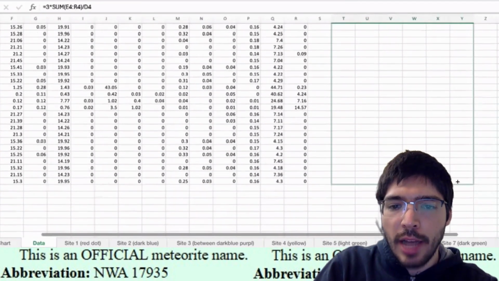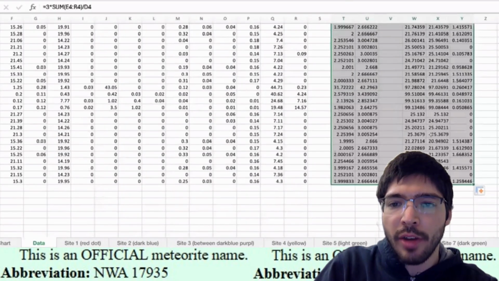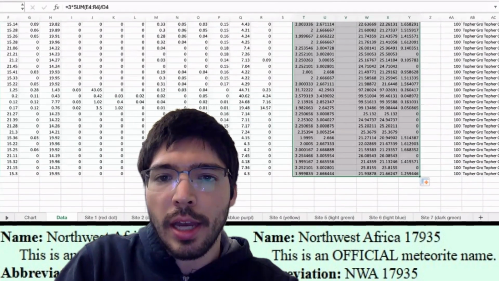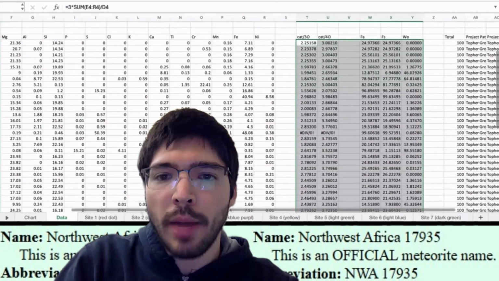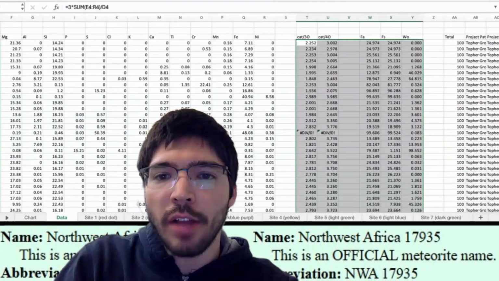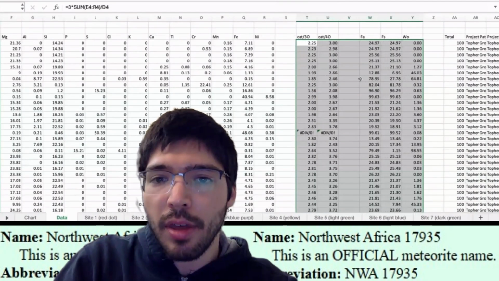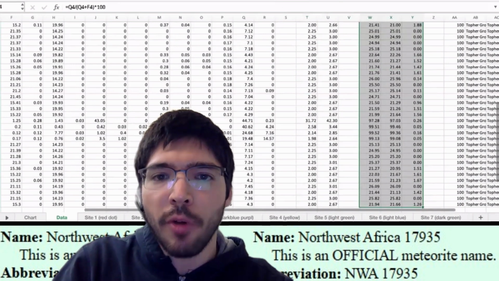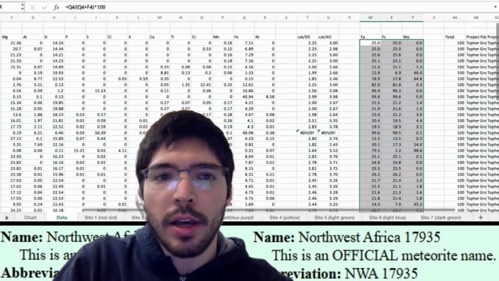Now, clearly, not every spectrum that we got is an olivine or a pyroxene, but I'm just bringing it down anyways. And what I'm doing this for is so I can filter out the olivines and the pyroxenes from everything else. And then I can just focus on those 2 mineral phases, which are really all we need for the classification of an equilibrated ordinary chondrite.